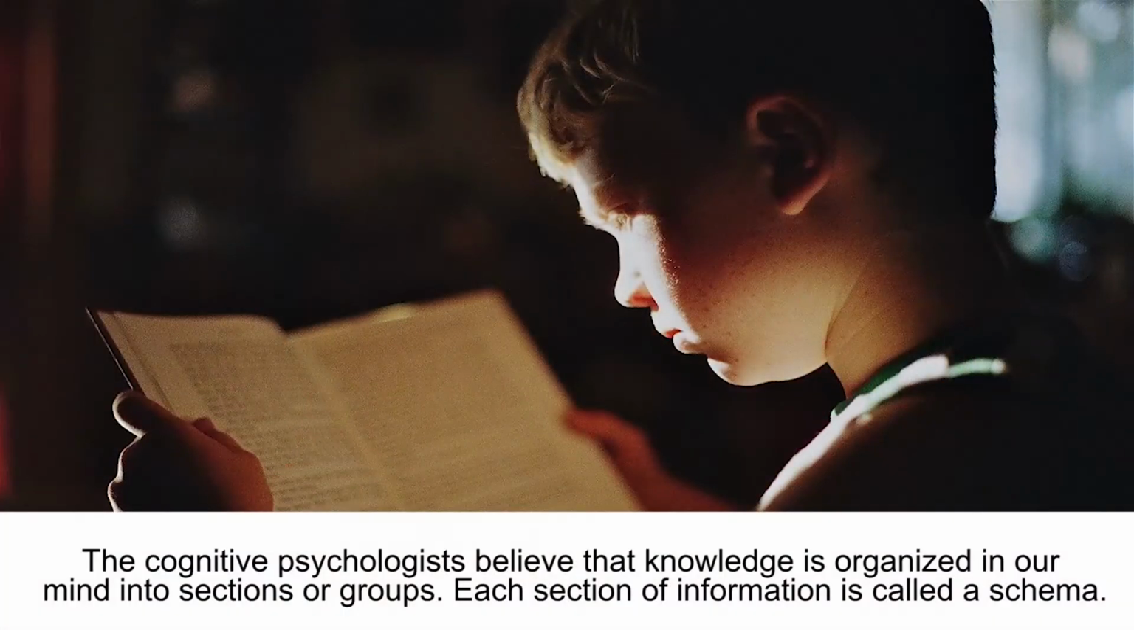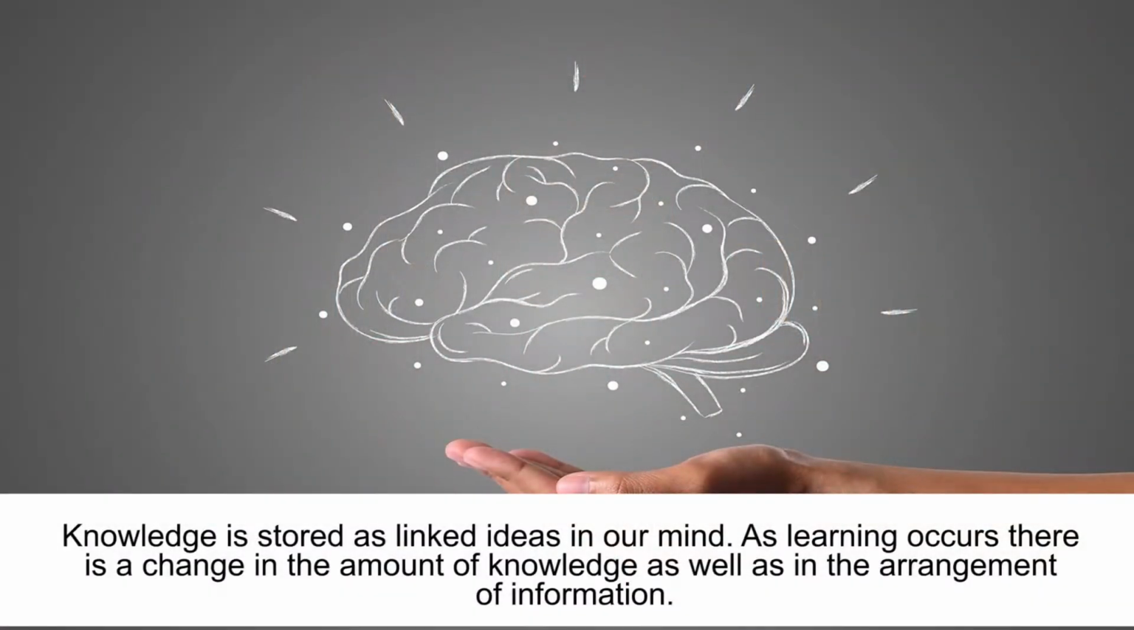Now, the cognitive psychologists believe that knowledge is organized in our mind into sections or groups, and each section of information is called a schema. So, what is a schema? A schema is the small unit of knowledge that we are learning or gaining from our environment every day, every now, every second. So knowledge is stored as linked ideas in our mind.